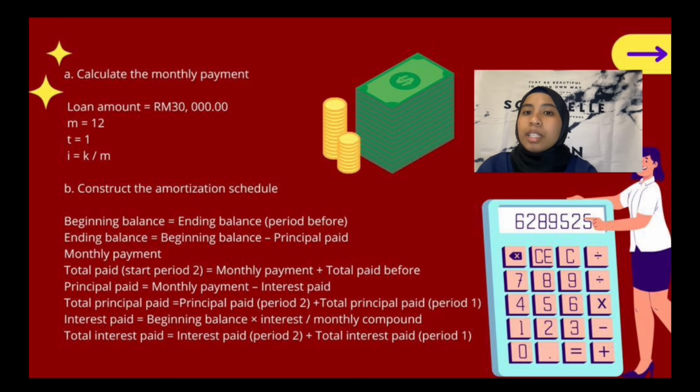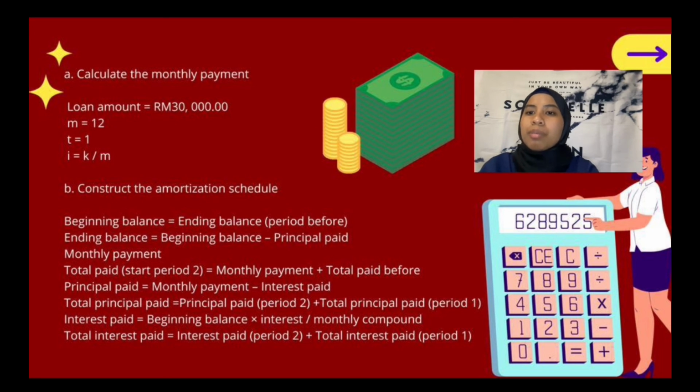There are 8 columns in the table we need to get the amortization schedule. First is beginning balance, from the ending balance of the period before. Ending balance is beginning balance minus principal paid. Monthly payment is what we calculated earlier. Total paid from start, for period 2, is monthly payment plus total paid before. Principal paid equals monthly payment minus interest paid. Total principal paid equals principal paid period 2 plus total principal paid period 1.